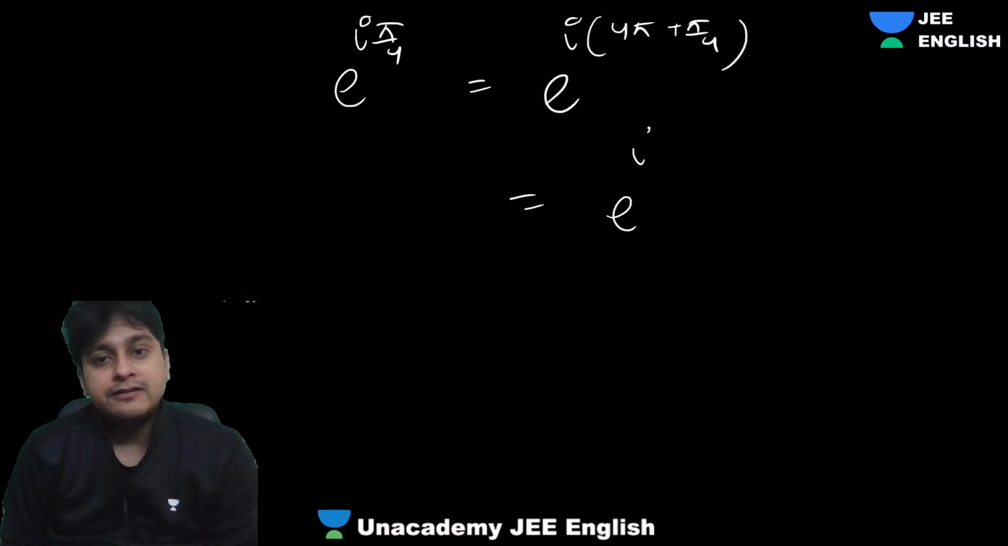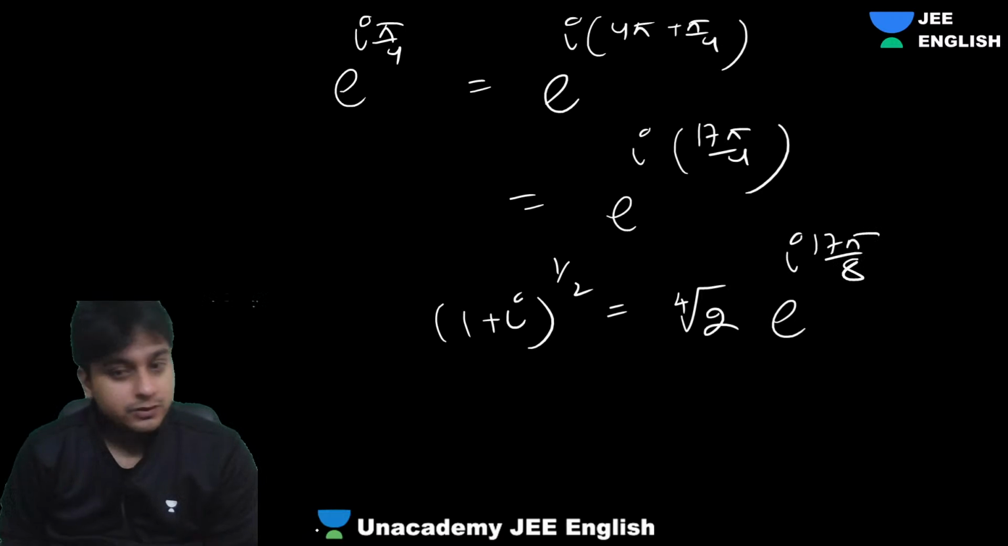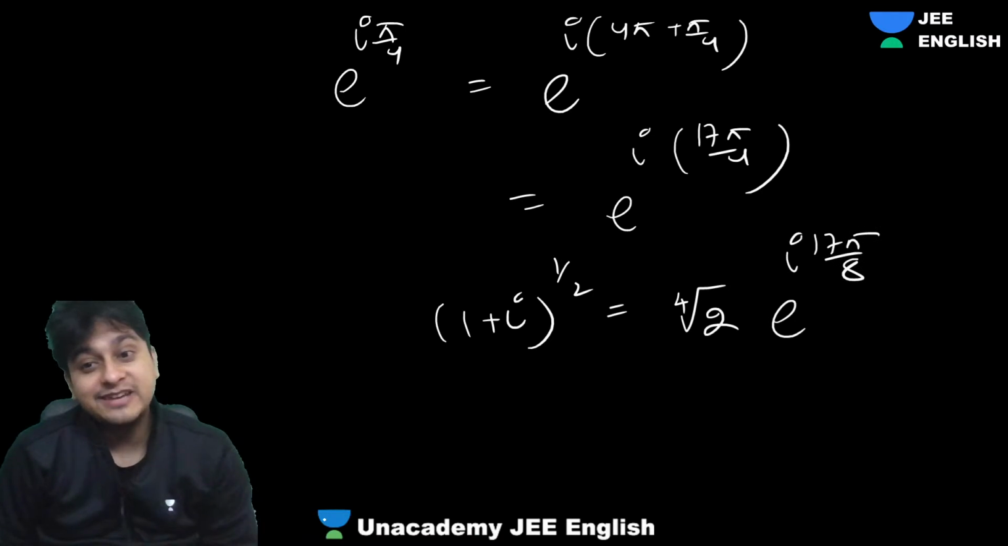We will get e power i 17 pi by 4, right? And then our (1 plus iota) power half will be what? Root 2, that will be 2 power 1 by 4, and e power i 17 pi by 8. Okay, so it will be 17 pi by 8.